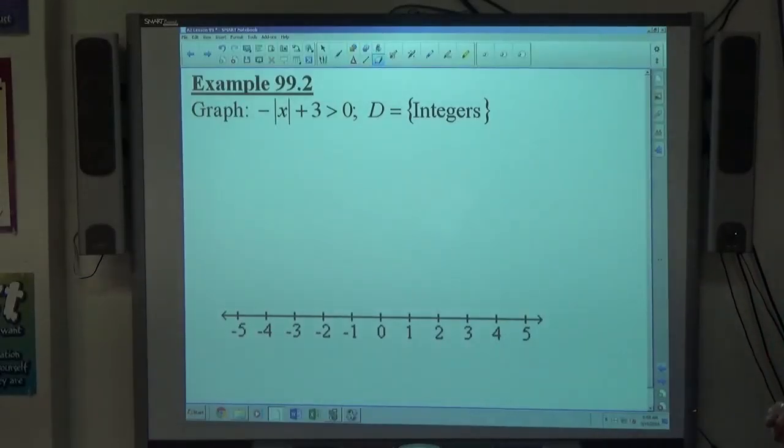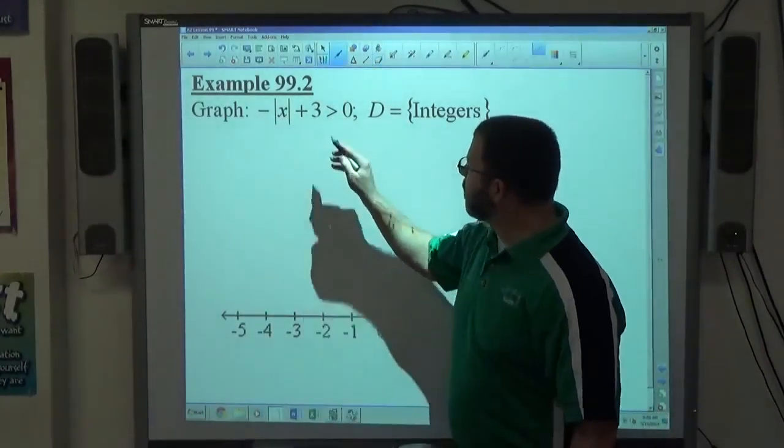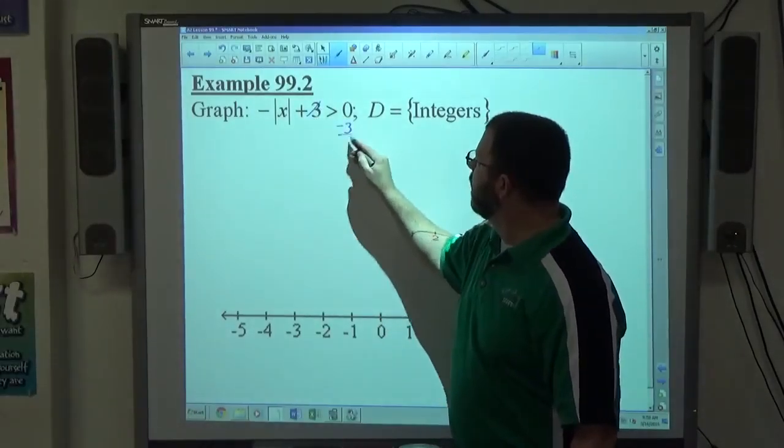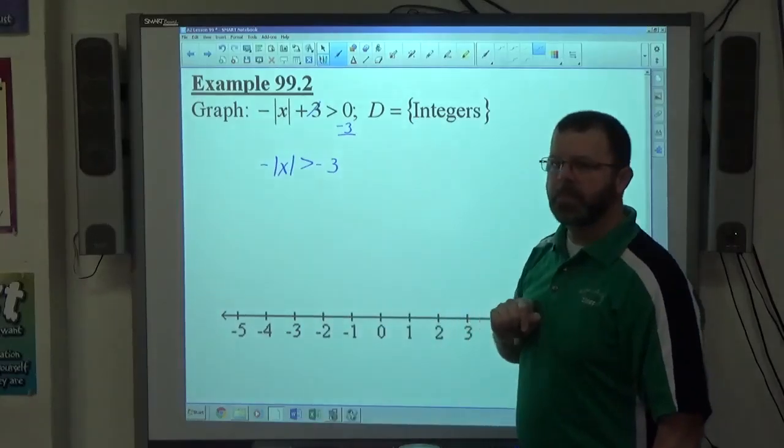Example 2: negative absolute value of x plus 3 greater than 0. The difference between this one and the first one, which already had the absolute value expression isolated, is that here I have to start by moving the 3 over. That gives me negative absolute value of x is greater than negative 3.